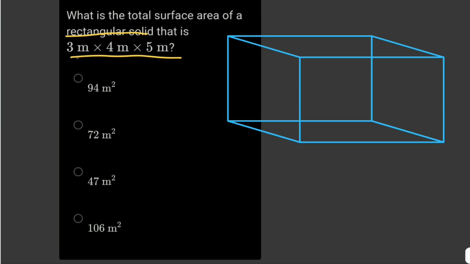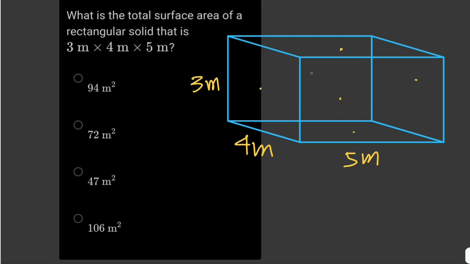It says here that the depth is 3 meters, the width is 4 meters, and the length is 5 meters. And this shape here, which is a rectangular solid, has 6 sides or 6 faces. 1, 2, 3, 4, 5, 6.